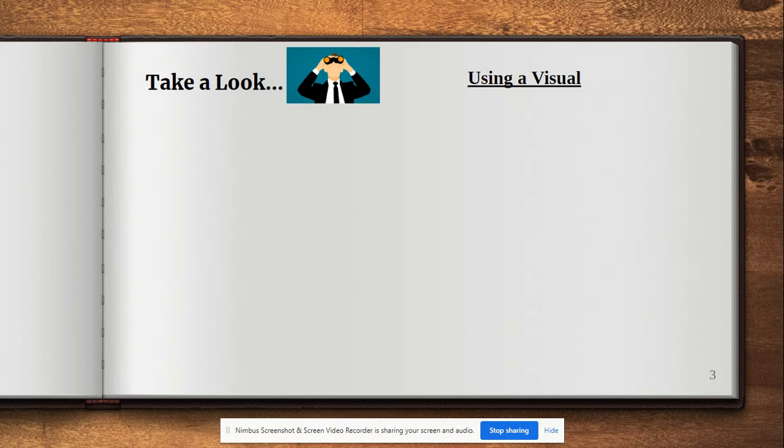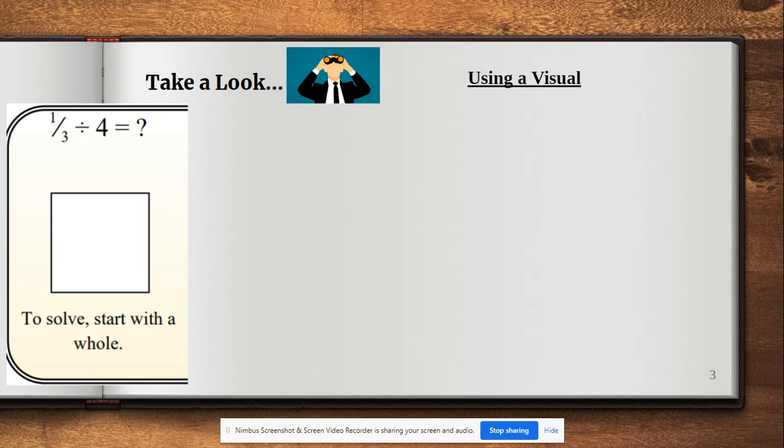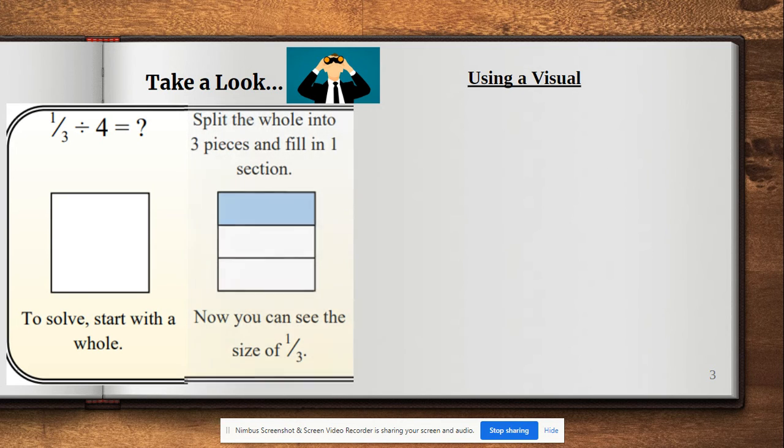All right, so let's take a look. If we were to use a visual, let's say we had 1/3 being divided by 4. How would that look as a visual? Well, here's one way. You can start with drawing a square. We're going to call that square a whole. Then you're going to split the whole into 3 pieces. Again, we're looking at 1/3, so it needs 3 equal pieces. And you're going to fill in one section, 1 out of 3. And now you can see the size that you have, 1/3.